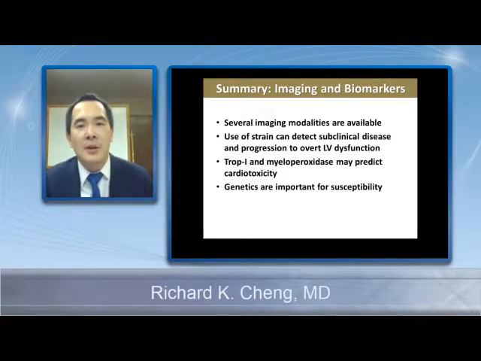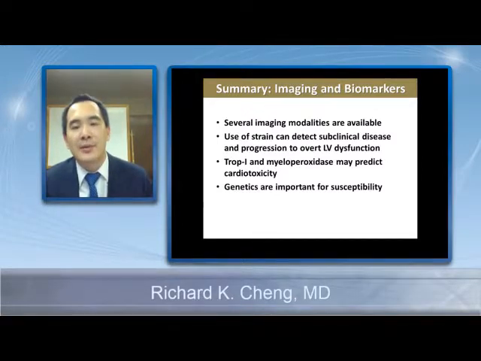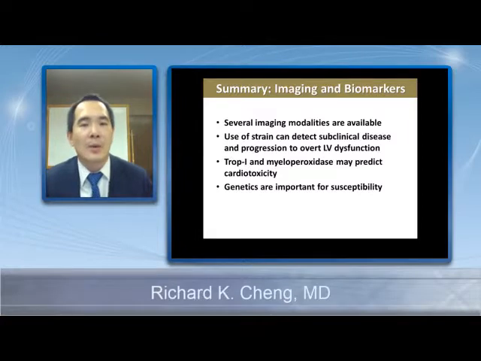In terms of biomarkers, troponin I and myeloperoxidase are strongly predictive of downstream cardiotoxicity. We also mentioned that genetic profiling can be very important for these patients, and you might want to consider sending your patient for genetic counseling if they're exposed to high-risk chemotherapy.